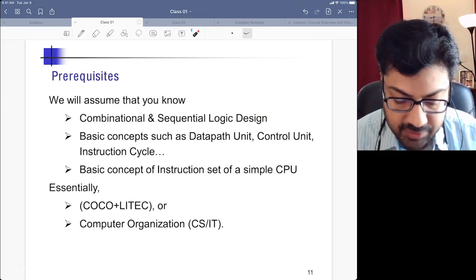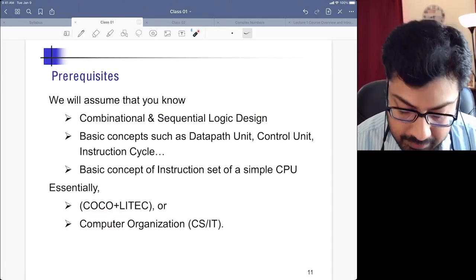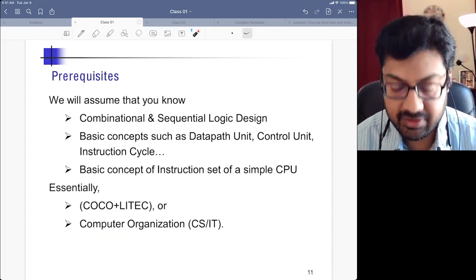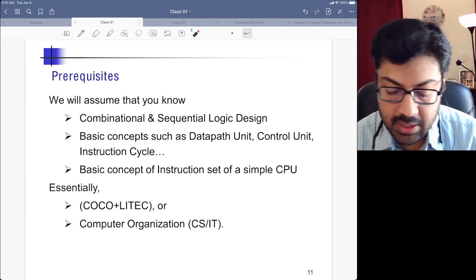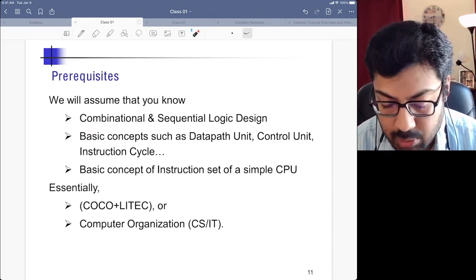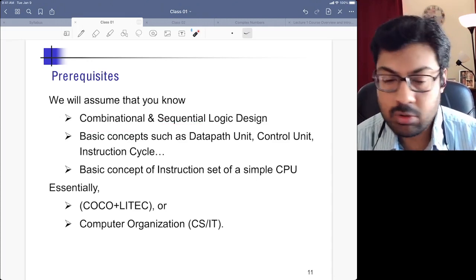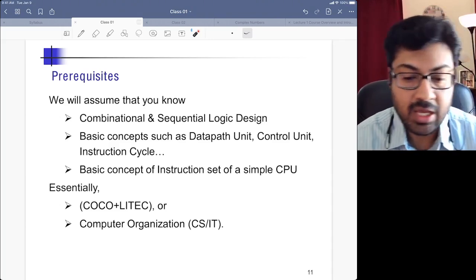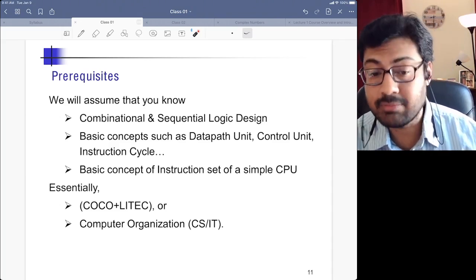All right. So what are the prereqs for this class? Well, essentially, COCO or LITEX material, or if you are coming from the computer science department, you might have taken computer organization. I'm going to assume that you know about these topics: combinational logic design and sequential logic design. It includes multiplexers, decoders, encoders, adders, fast adders, comparators. All these fall under the category of combinational logic design, and I'm going to assume that you know this.